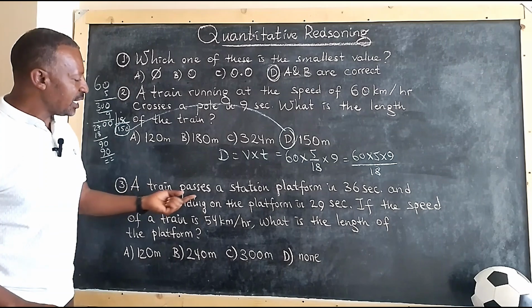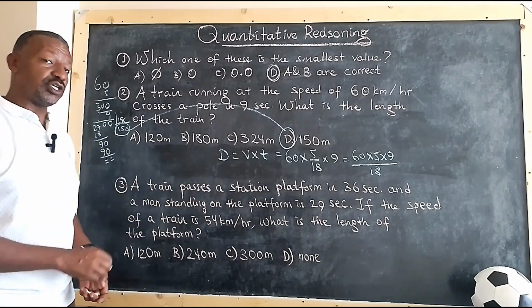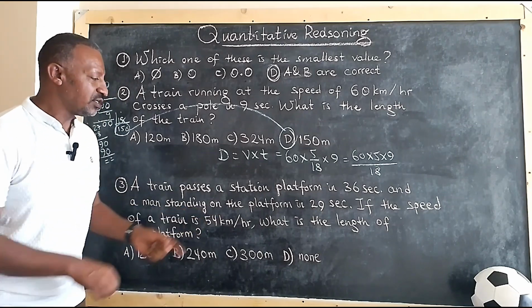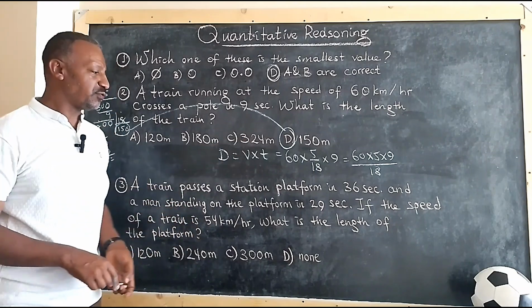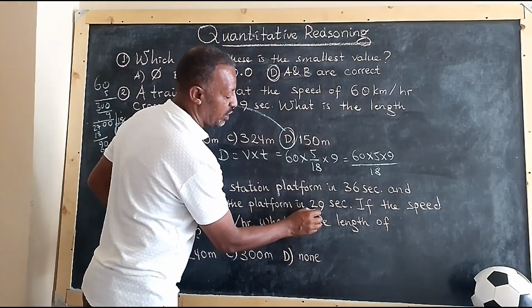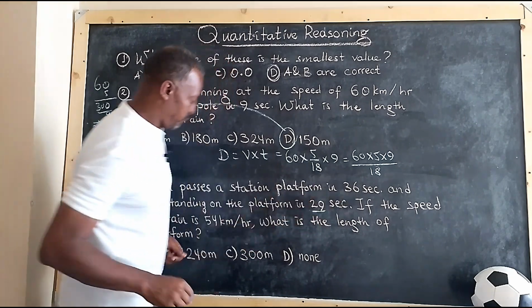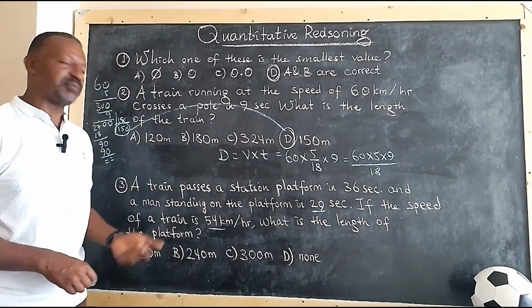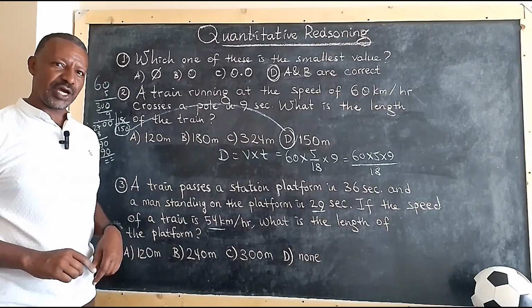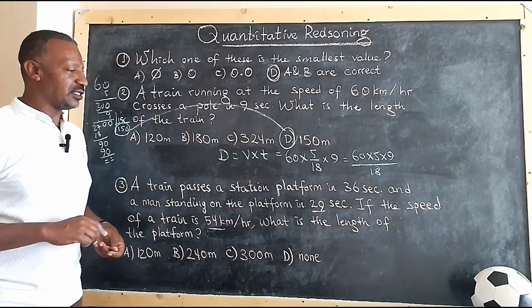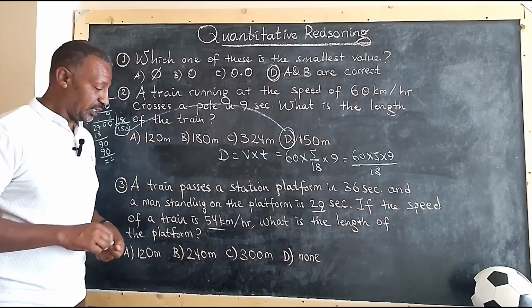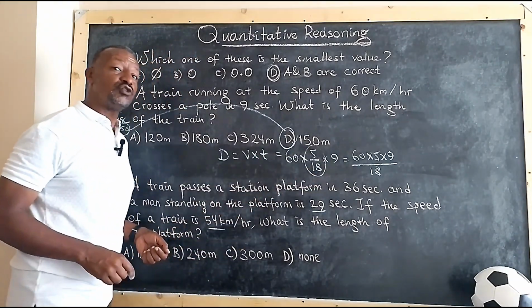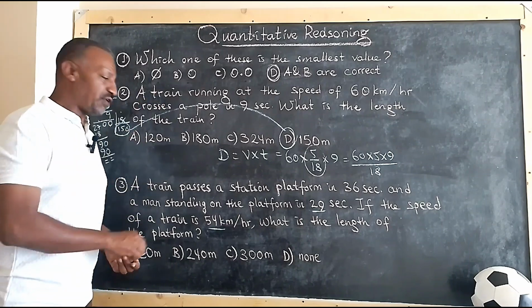So let's go to the next one. A train passes a station platform in 36 seconds, and a man standing on the platform passes it within 29 seconds. If the speed of the train is 54 km per hour, what is the length of the platform? Now it's talking about the length of the platform. In order to calculate this, we don't forget that we have to change kilometer per hour into meter per second, just by multiplying with 5/18.